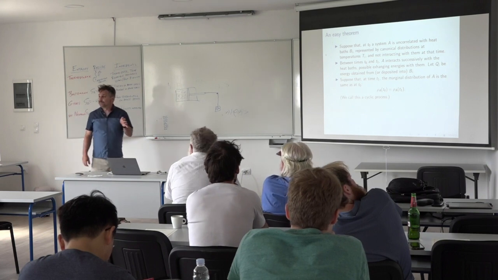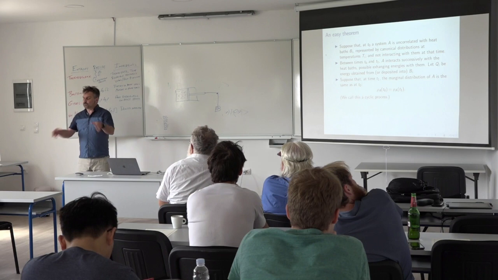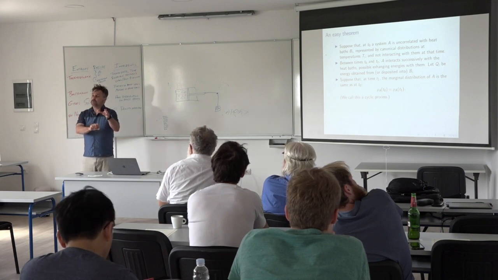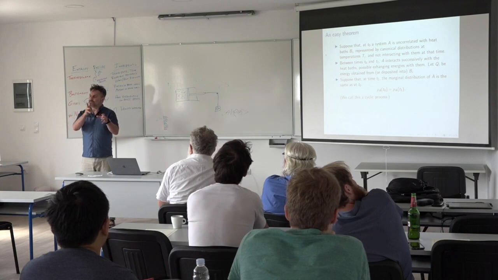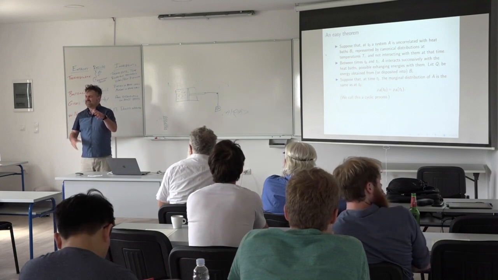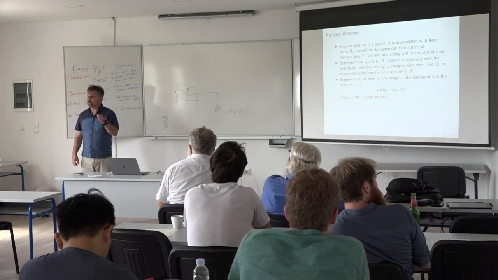Sorry, the marginal is the reduced matrix. What's the marginal? The marginal is the restriction of the probability distribution to the degrees of freedom of the thing. So in the quantum case, it's the reduced density operator. In the classical case, you just integrate out the degrees of freedom of the rest of the system.